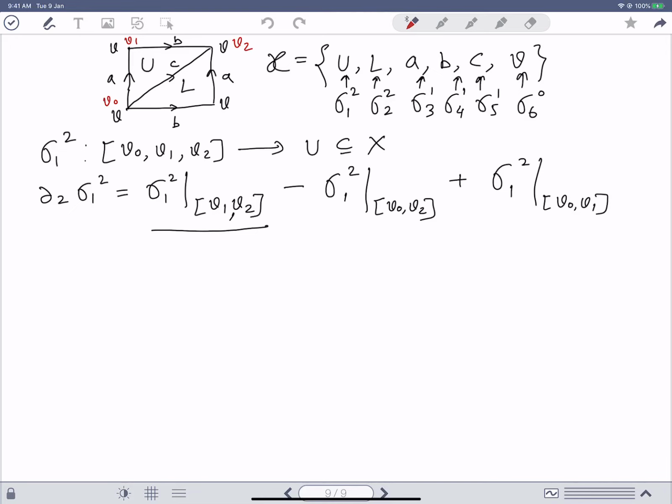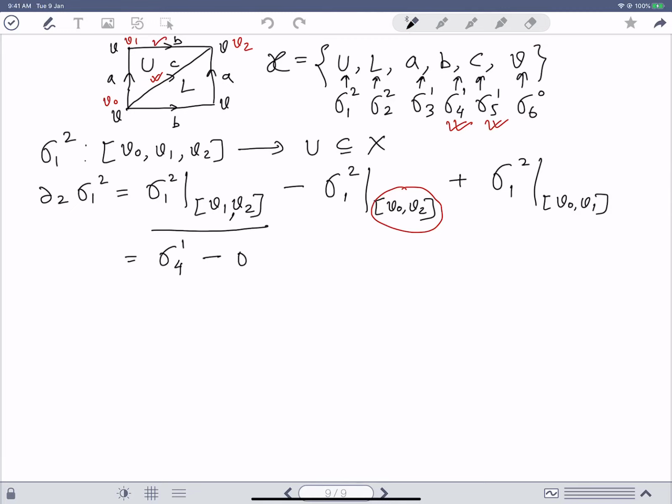Okay, so for timing we can assume this. Then what will be my sigma 1 2 restricted over V1 and V2, that is this one, right? So the image will be B, that means it will be sigma 4. So we will have sigma 1, that is sigma 4, minus, then the next vertex will be V0 and V2. So this will be C, V0 V2. Okay, C, that means we have sigma 5.